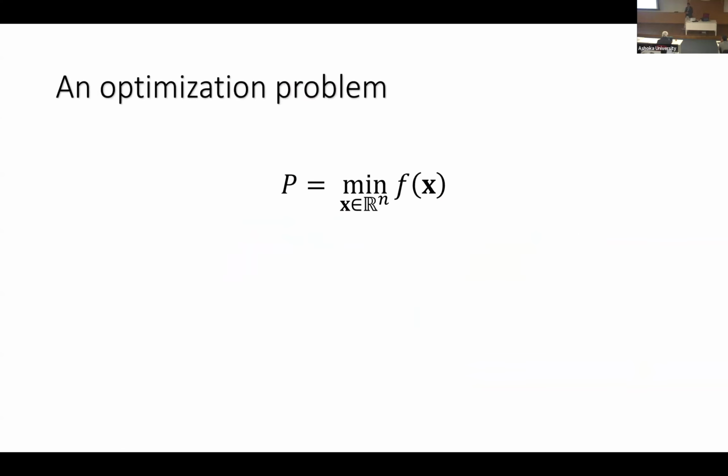Okay, so writing down an optimization problem, this is generally how it is written, the standard form. Here f of x is some function which is called the objective function.